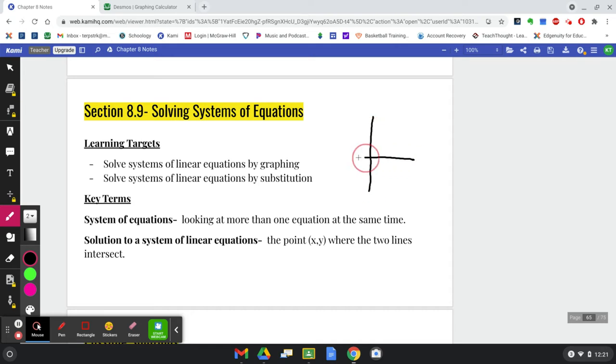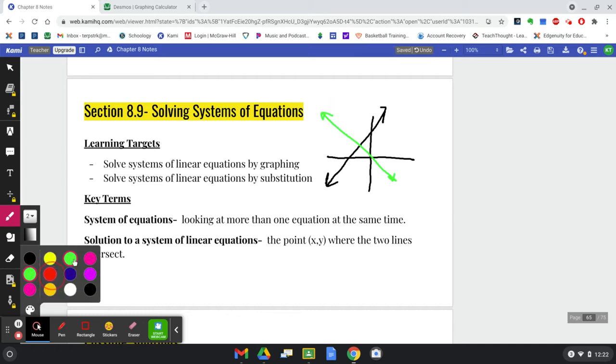For example, if I have one of my lines that goes like this, and then I have another line that goes like this, that's a system because there's more than one equation, and the solution is this one point that has an x and a y, that one point of intersection. So that's the one point they have in common.